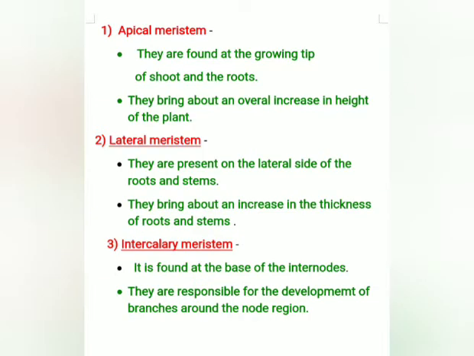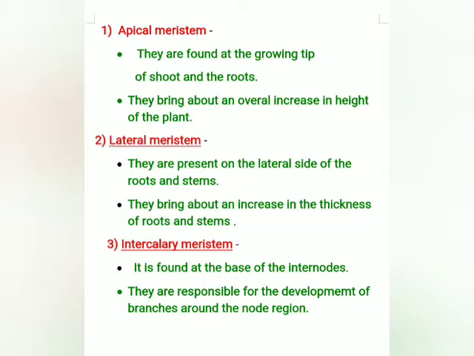Apical meristem is found at the tips of shoots and the roots. They bring about an overall increase in height of the plant. Lateral meristem is present on the lateral side of the roots and stems. The function of lateral meristem is to increase the thickness of the roots and stems.